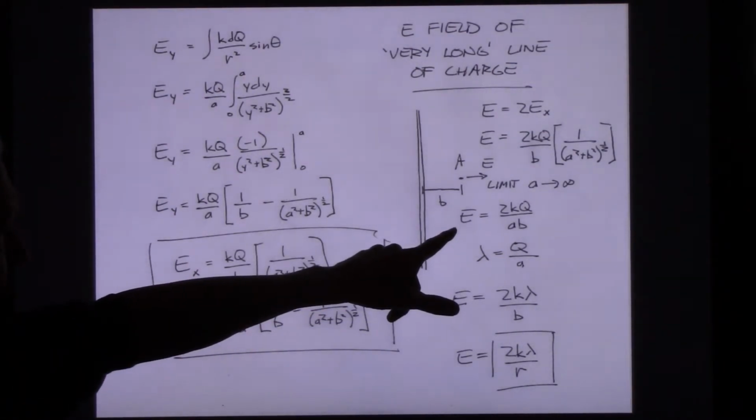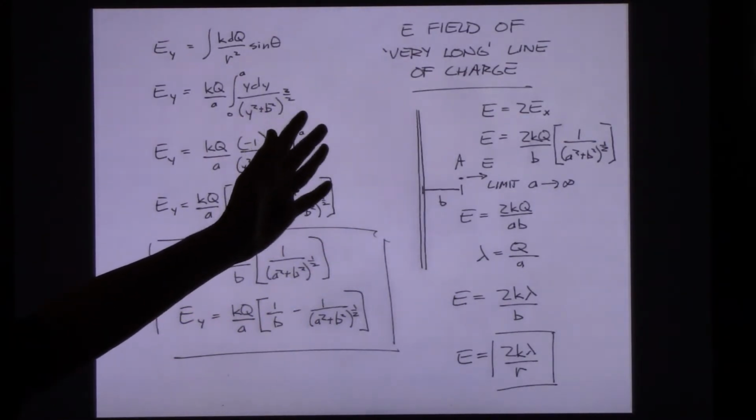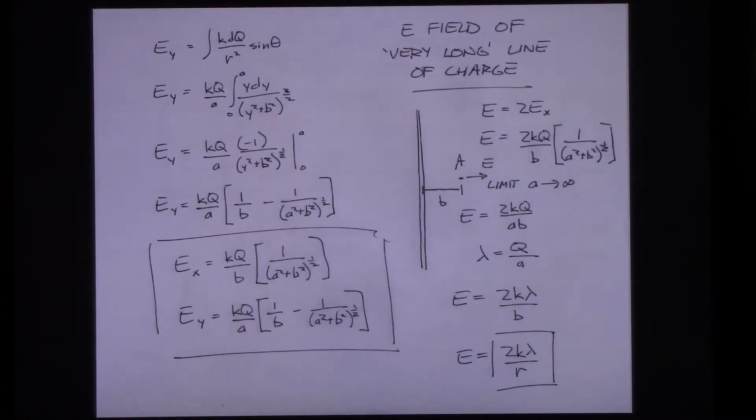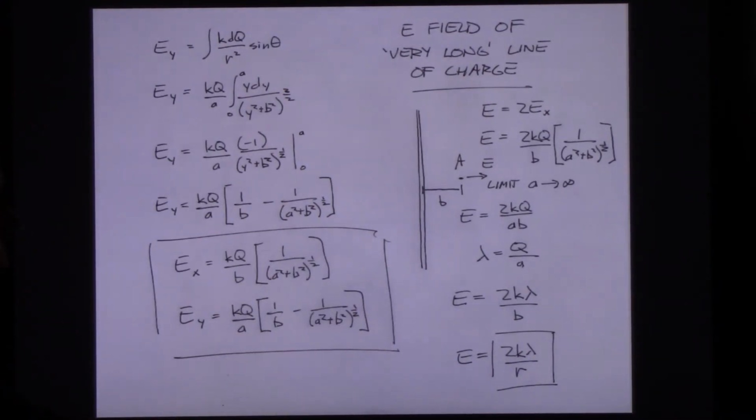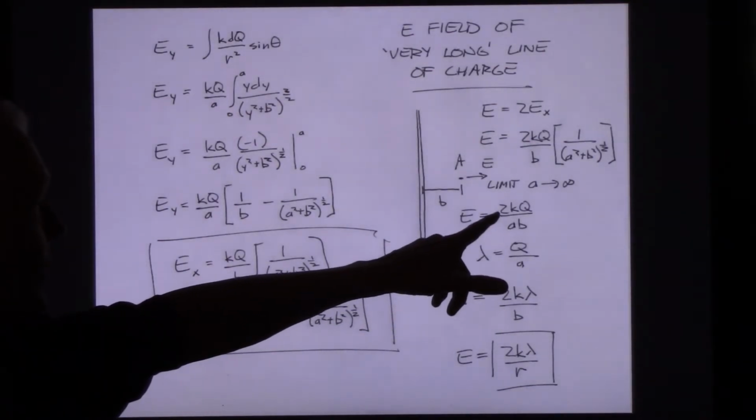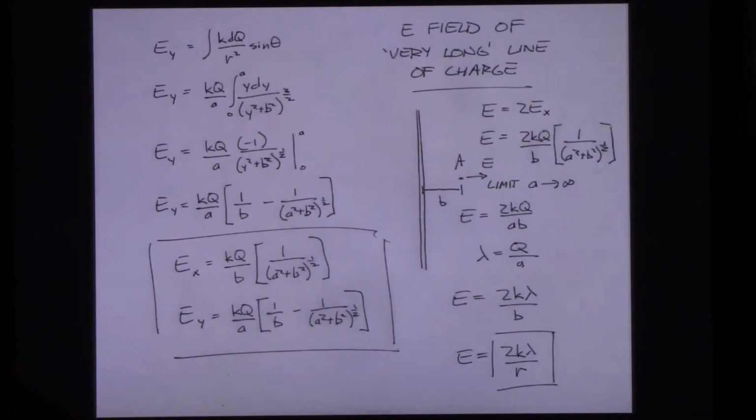Now that's the formula I got for the E field, so that's it. We've solved this. And the form that we've come up with has the right set of units. It's a kq over 2 distances.